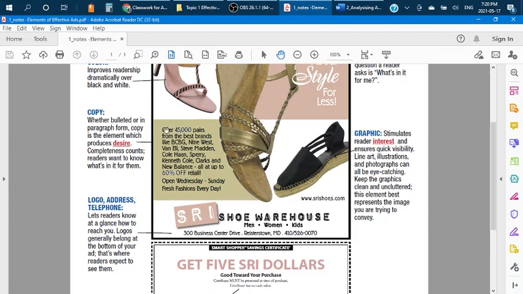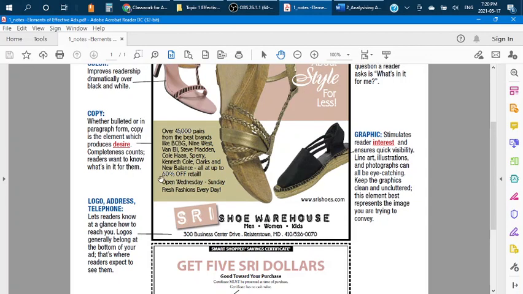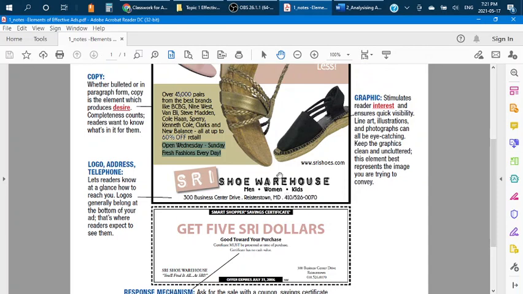So this here is telling everybody what they're going to get and the fact that they're going to be able to get it for 60% off. So in addition to this very good information on what they're going to get, the other important information is where can they get it? Well, they can get it Wednesday to Sunday, fresh fashions every day, and then of course that leads to our logo right here.